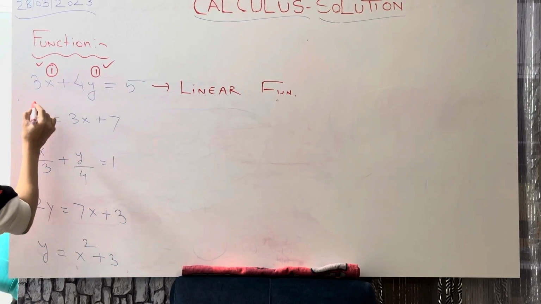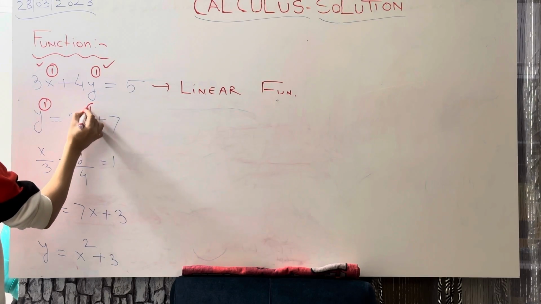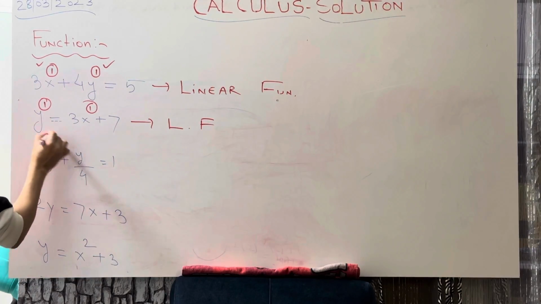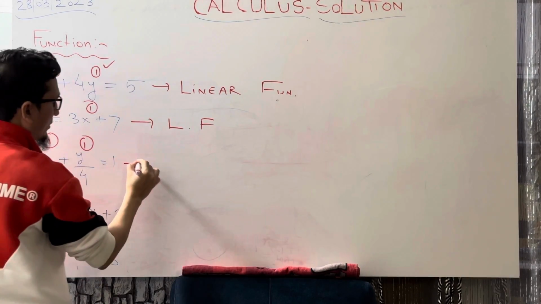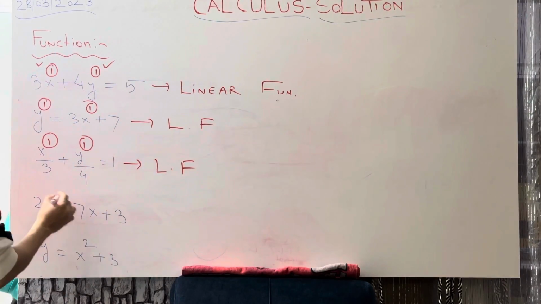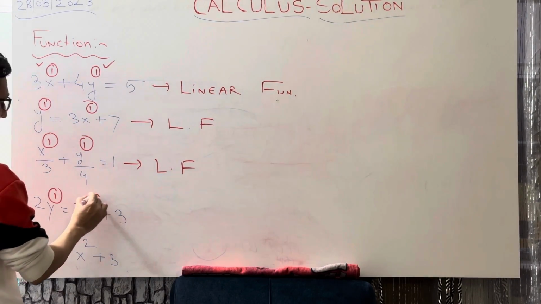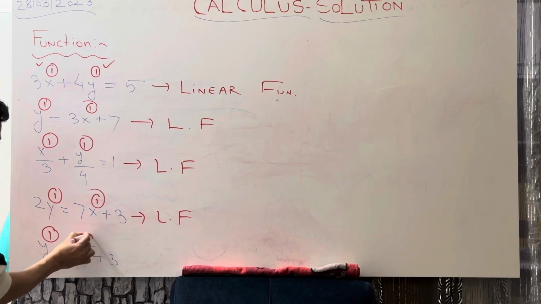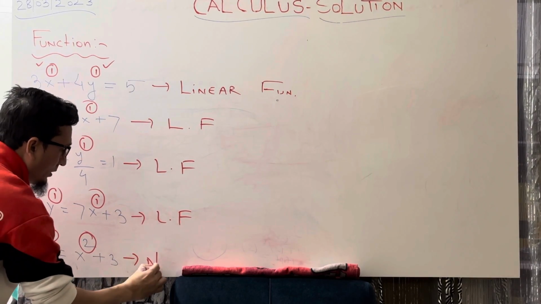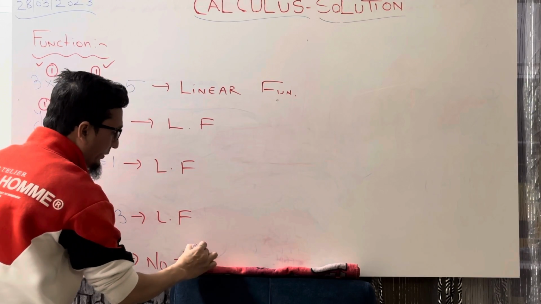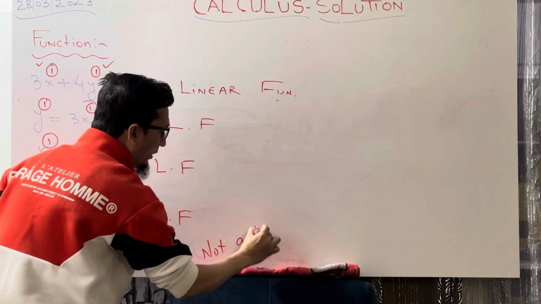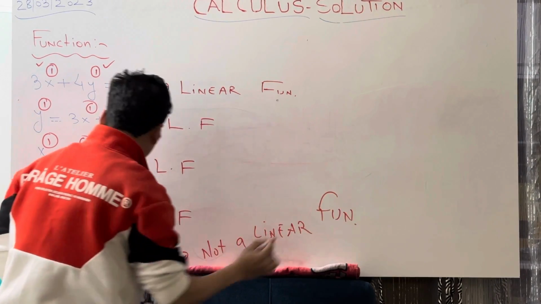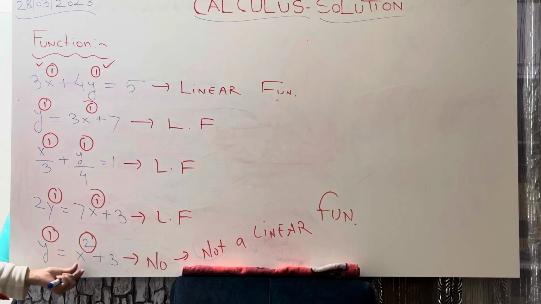In the same way here, this is y. y has one exponent, x has one exponent. This is also linear function. Here you can say x has one exponent, y has one exponent. This is also what? Linear function. And here also y has one exponent, x has one exponent. We can say this is also a linear function. But here you say y has one but x has two. No, this is not a linear function. Why? Because here y has one exponent but x has two exponent.